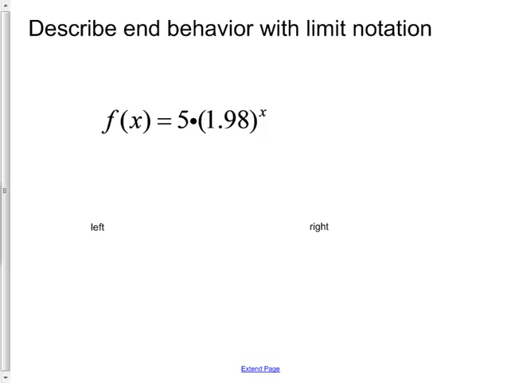Moving on. This one, describe end behavior with limit notation. Would you agree that this one is growing? So you should be able to sketch it. That's the first step, is make a little sketch of what you kind of think it looks like. Then, write me the 2 limits. Go for it. Most kids are pretty good at this. Try to crank it out quick so we can move on.